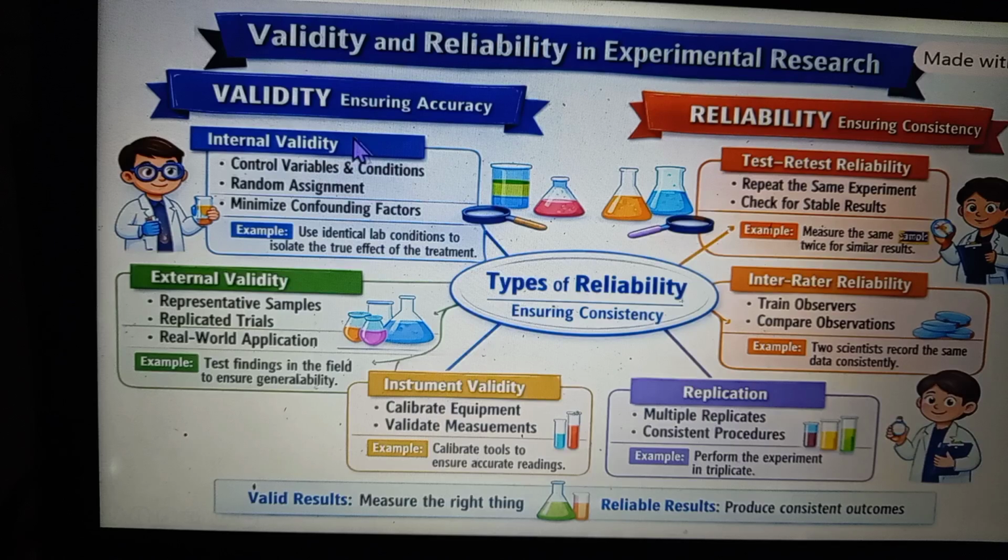Okay, validity. To improve the internal validity in experimental research, as much as possible, we have to control the variables and the conditions that could affect the dependent variable. We could also use random assignment, and as much as possible, we have to minimize the confounding factors that could affect the dependent variable.